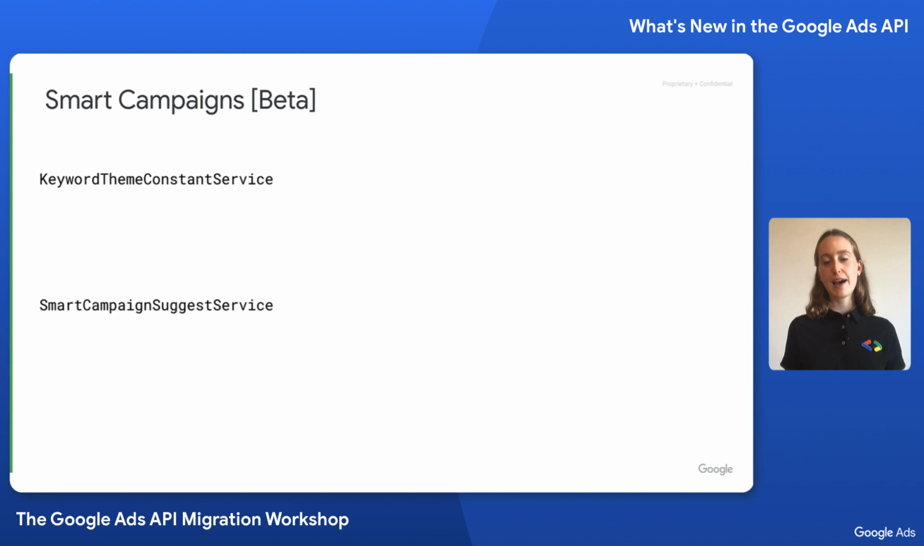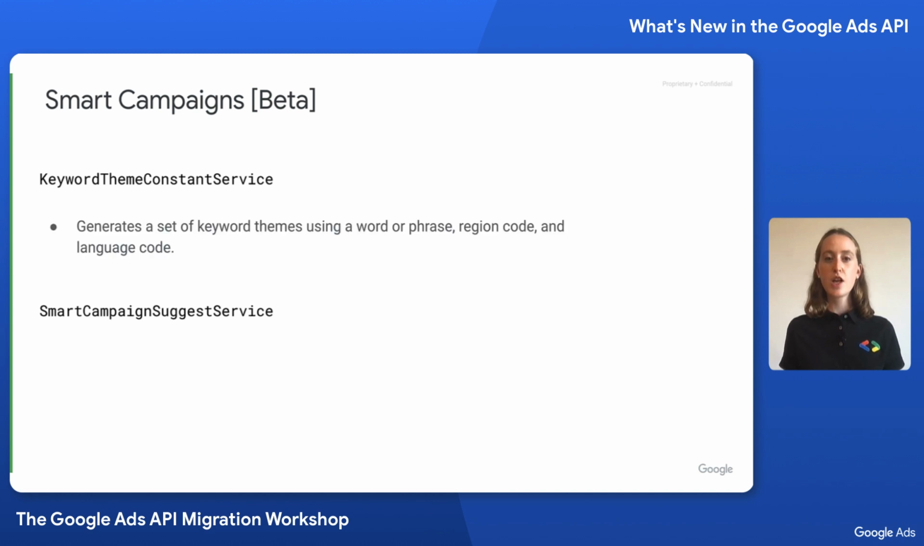The Google Ads API also exposes 2 services that make recommendations for settings when creating Smart Campaigns: Keyword Theme Constant Service and Smart Campaign Suggest Service. With the Keyword Theme Constant Service, you provide a keyword, region code, and language code, and you get back a list of keyword theme constants, which you can use as search campaign criterion. So for example, if I provide the keyword pizzeria, I might get back a list containing values like pizza near me and local pizzeria.